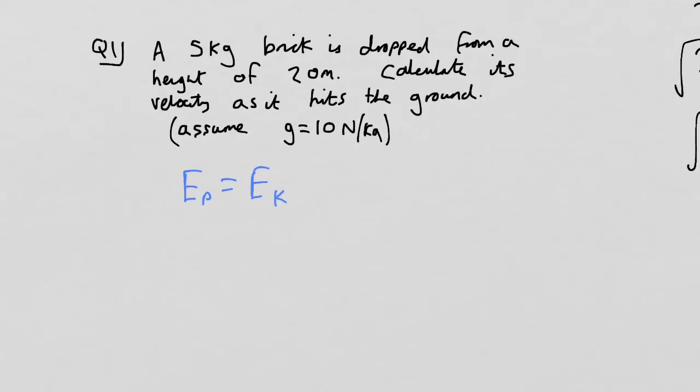Gravitational potential energy is equal to mgh, and kinetic energy is half m v squared. What we can do is divide both sides by m. If we divide both sides by m, we get rid of the m on both sides. So we've no longer got mass involved at all in our equation. So our new equation is gh equals half times v squared.